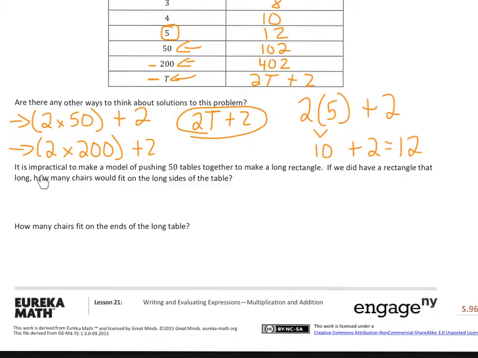On a side note, I thought this one was pretty funny. It's impractical to make a model of pushing 50 tables together to make a long rectangle. It's impractical to make that in general. But if we did have a rectangle that long, we'd be able to still use this formula. I wouldn't put 50 together. I'd probably start making maybe rows of 2 and maybe go to 10, and that'd be the max or something. But 50 definitely, and 200, no way. We're not going to make one row of 200 squares. Come on now.